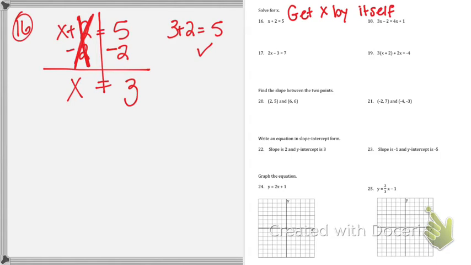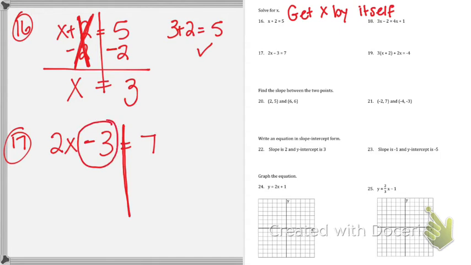All right, number 17. 2x minus 3 equals 7. And this is going to be a two-step equation. So, we've drawn our line. We have to get rid of our constant numbers first. They've got to all be together. So, let's move this -3, because remember we're trying to get x by itself.